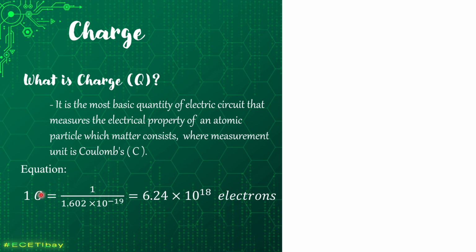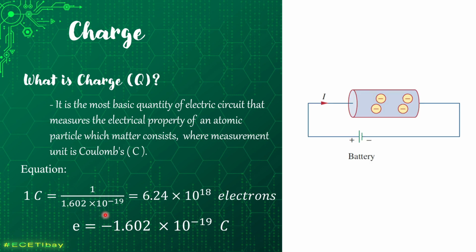1 coulomb is equal to 1 over 1.602 times 10 to the power of negative 19, which is equal to 6.24 times 10 to the power of 18 electrons. This 1.602 is the value of an electron, because the one that travels through the conductor is an electron. That's why we need to use the value of an electron.